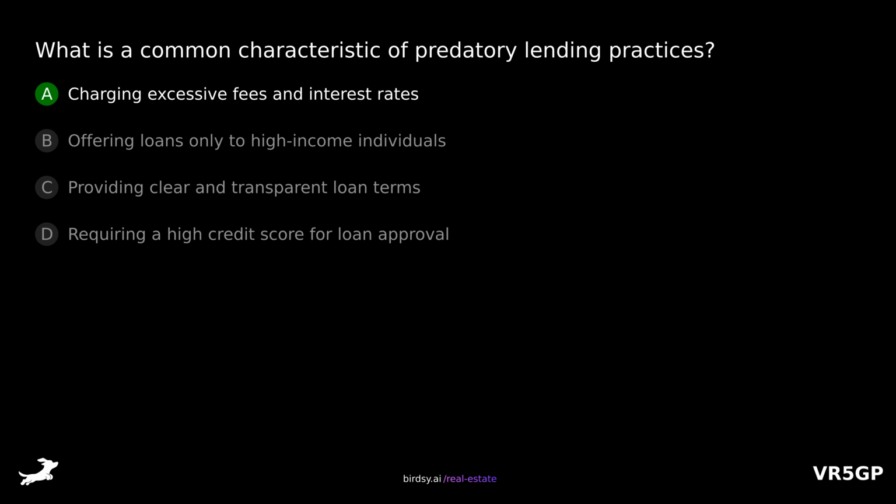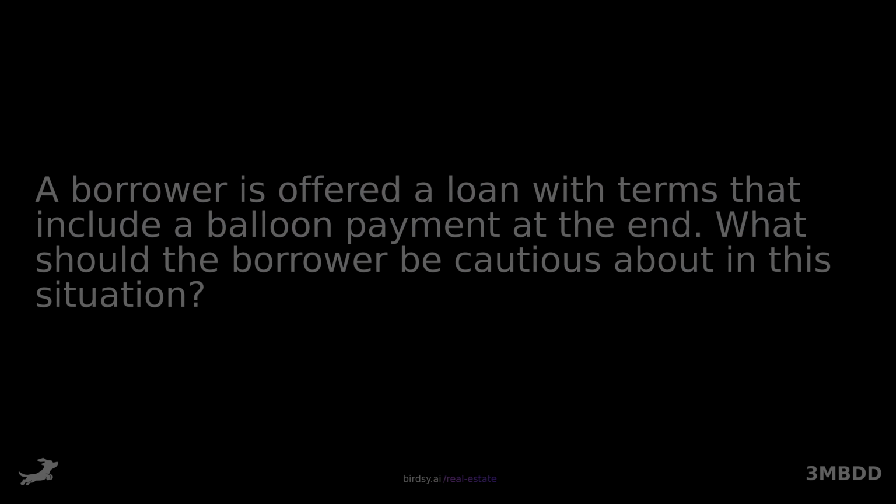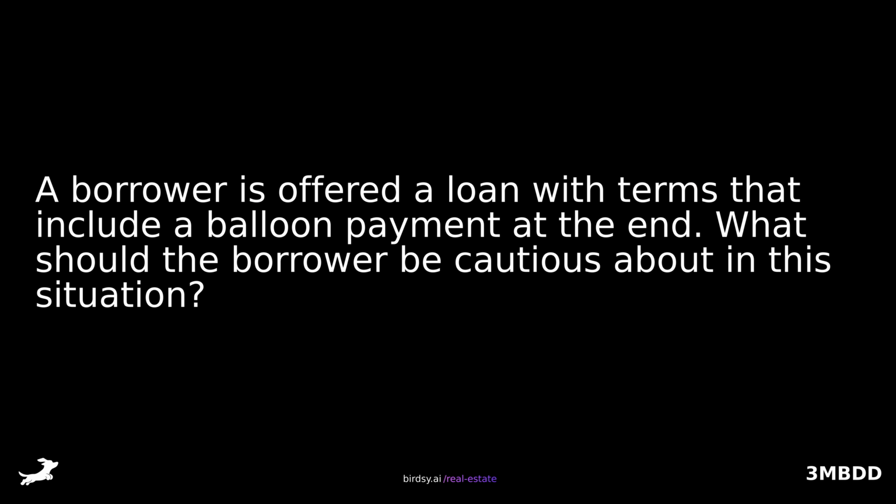The answer is A, charging excessive fees and interest rates. Predatory lending often involves high fees and interest rates that are not justified by the borrower's credit risk, exploiting the borrower's lack of understanding. A borrower is offered a loan with terms that include a balloon payment at the end.